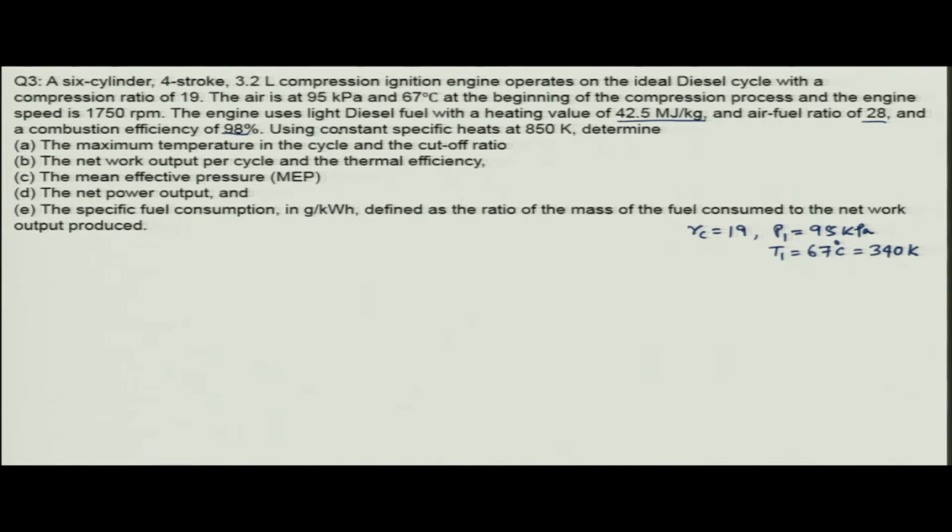So, it is mentioned that we have to take constant specific heat evaluated at 850 Kelvin, determine the maximum temperature in the cycle and the cutoff ratio, the net work output per cycle and thermal efficiency, the mean effective pressure, the net power output and the specific fuel consumption. That means how much gram of fuel is consumed per kilowatt hour, right. Okay. So, to begin with, we will again draw the cycle diagram.